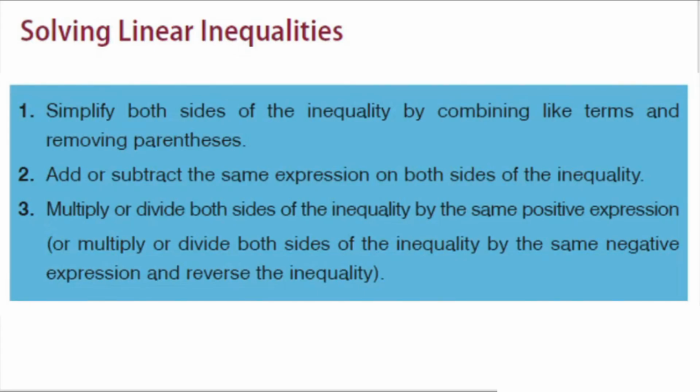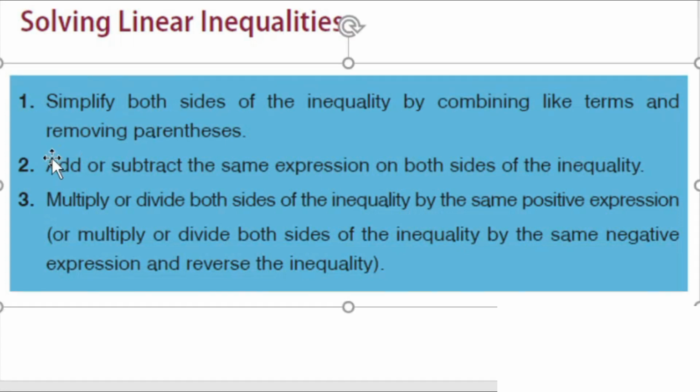Okay, solving linear inequalities. So I have 3 steps as our guide to solve. Number 1, simplify both sides of the inequality by combining like terms and removing parentheses. Number 2, add or subtract the same expression on both sides of the inequality. And the last one, multiply or divide both sides of the inequality by the same positive expression, or multiply or divide both sides by the same negative expression and reverse the inequality.